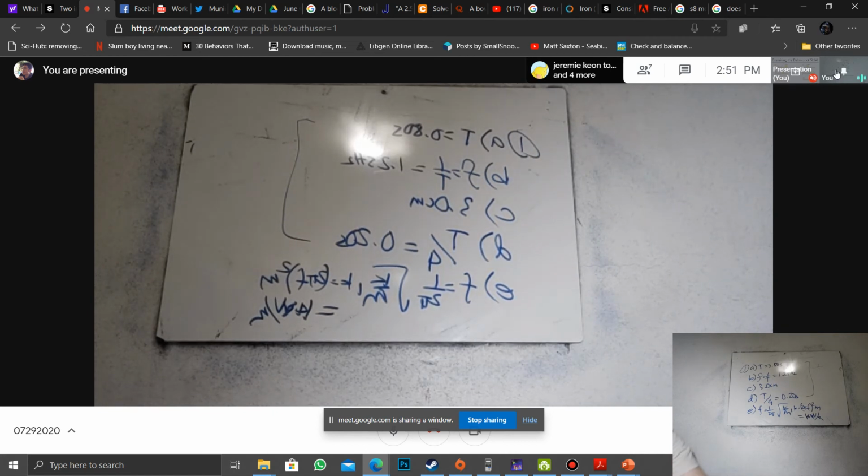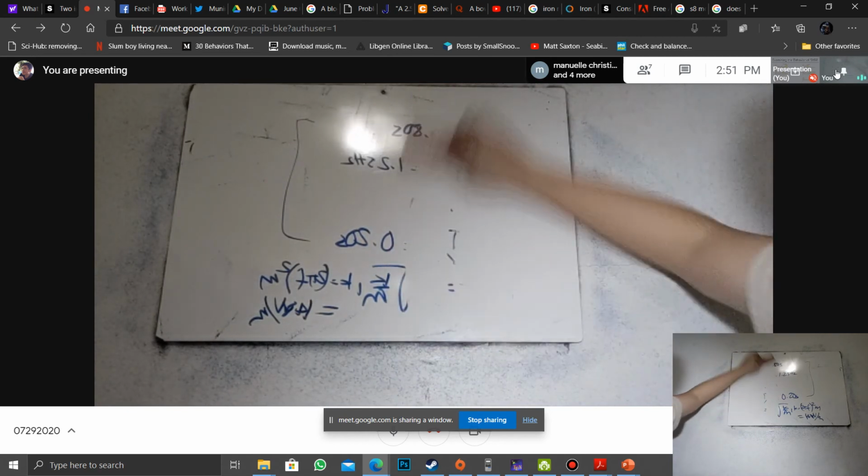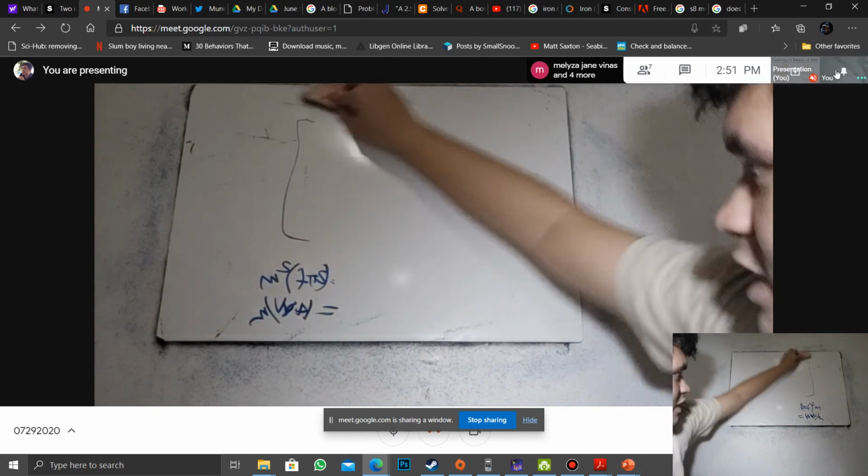Letter number 2. You pull a pendulum 0.255 meters with an angle of 3.5 degrees. Let's draw the figure.